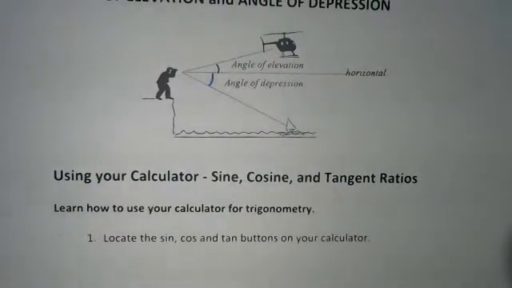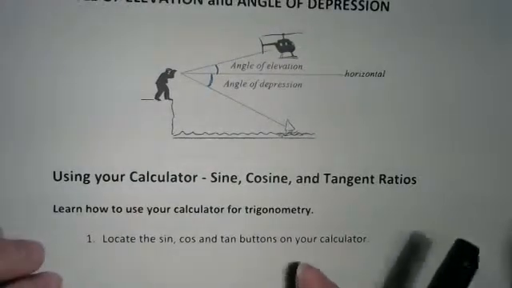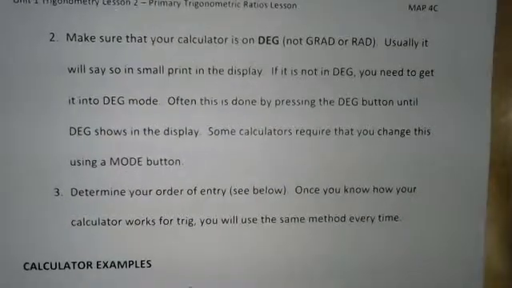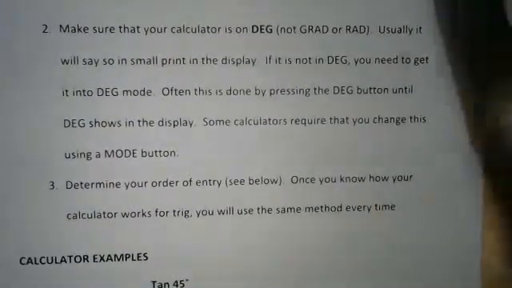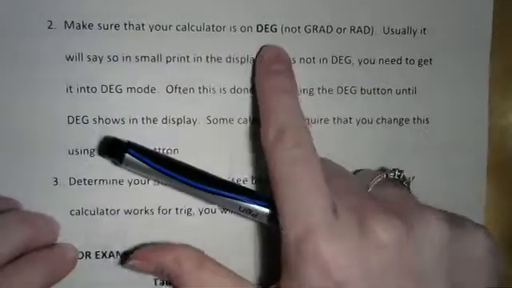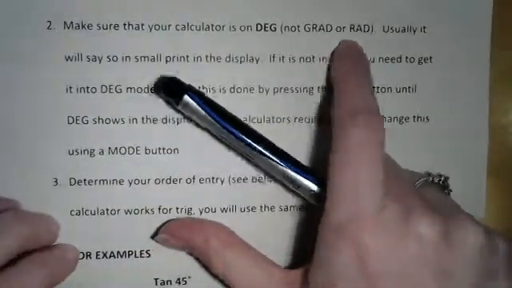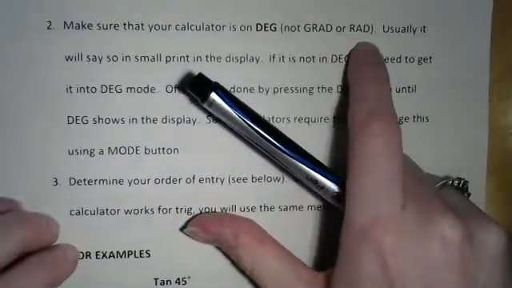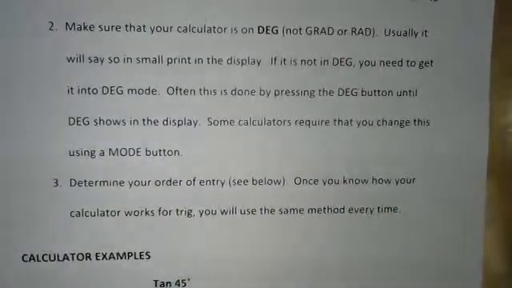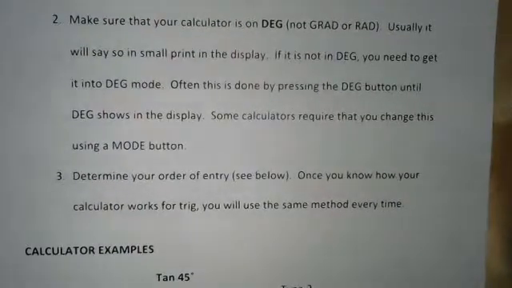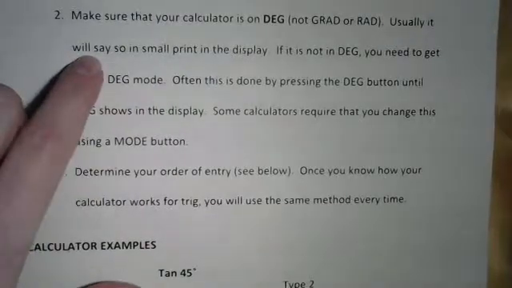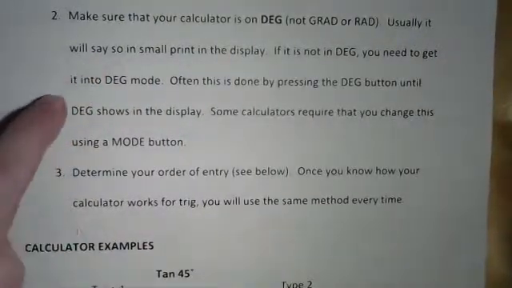Just to double check again that we know how to use our calculator. Like I showed you, there are certain buttons that you're going to need to know. Locate the sine, cos, and tan buttons on your calculator. You're going to need them. Make sure that your calculator is on the degree setting. If your calculator is on grad or rad, gradients or radians, it won't be able to calculate your angles in degrees. We're going to work in degrees in this course. Usually it will say in small print on the display. If it is not in degrees, you need to get it into degrees.